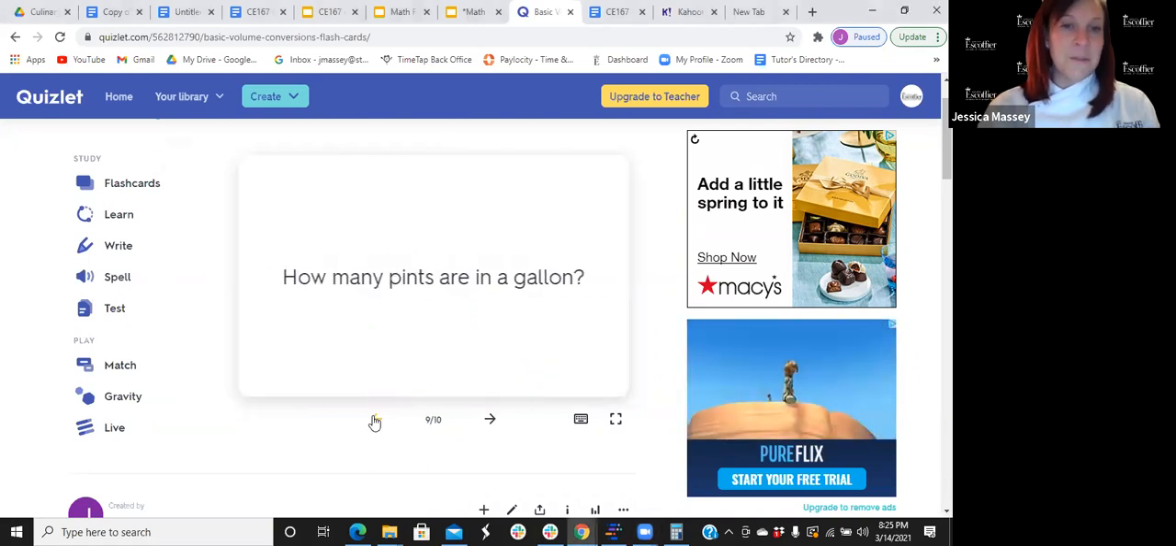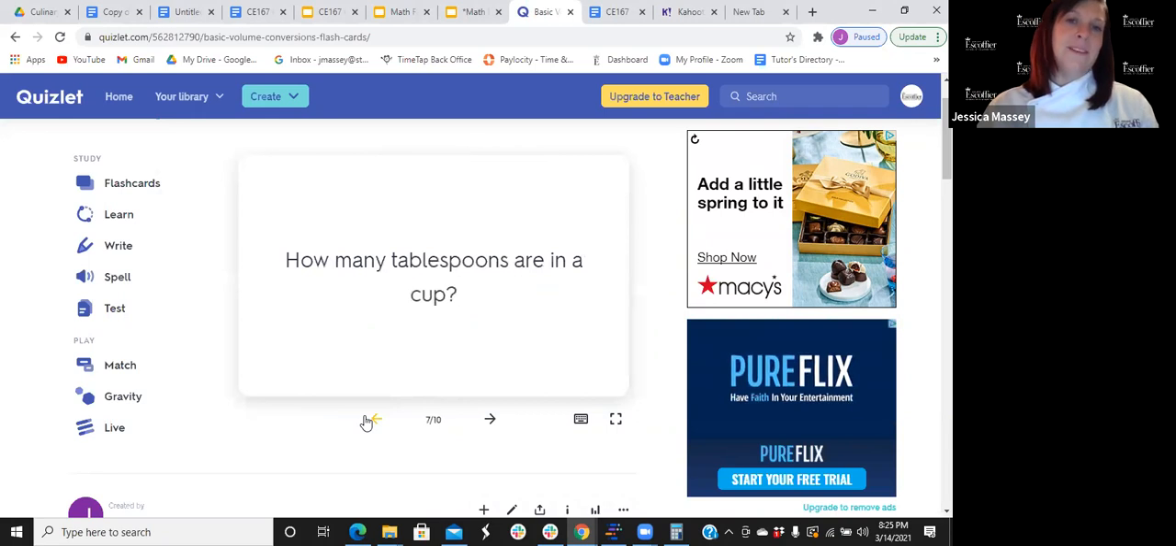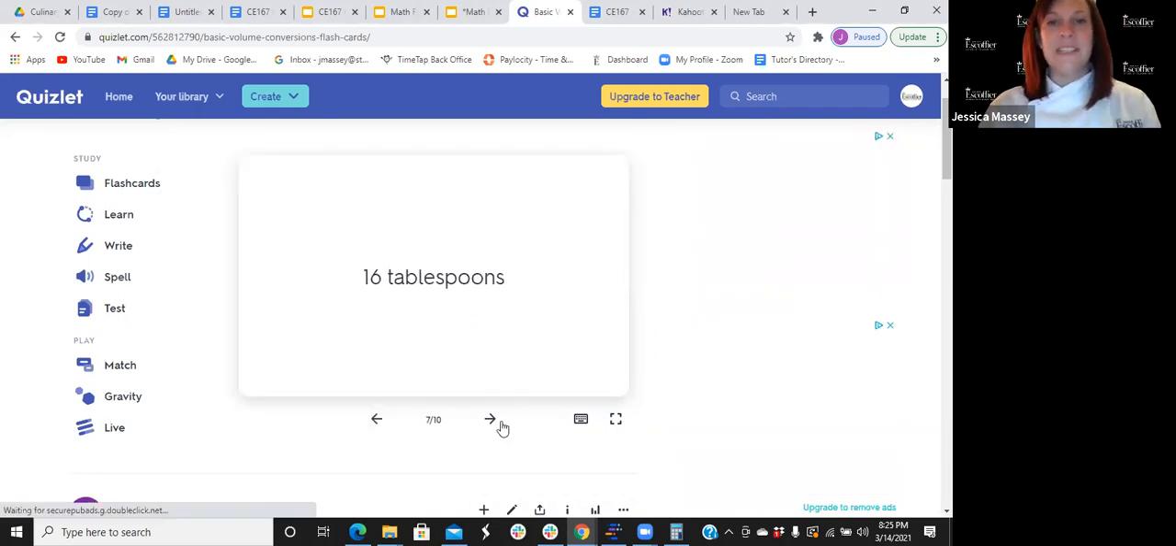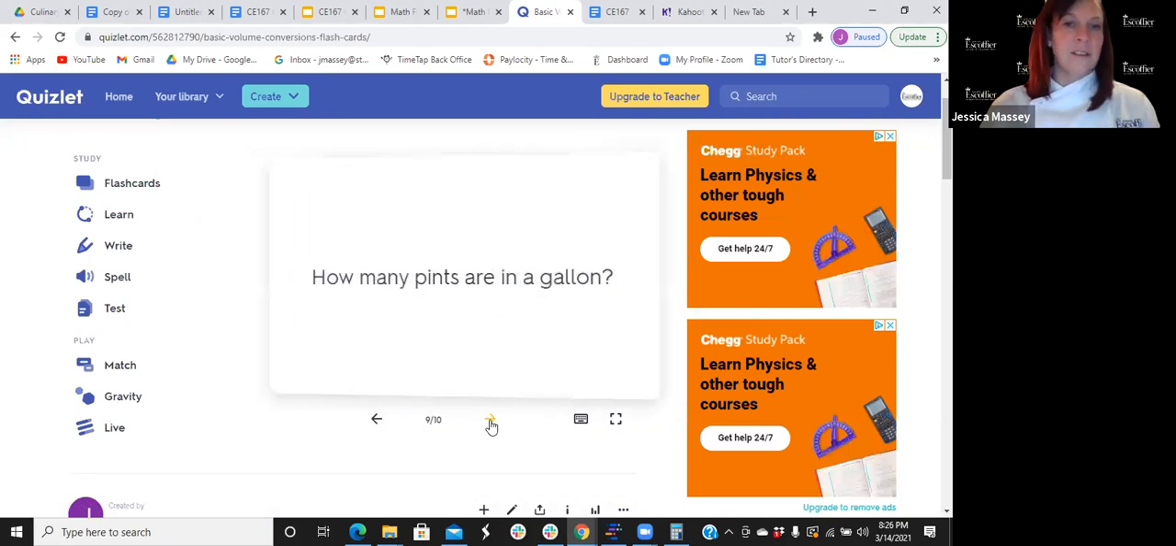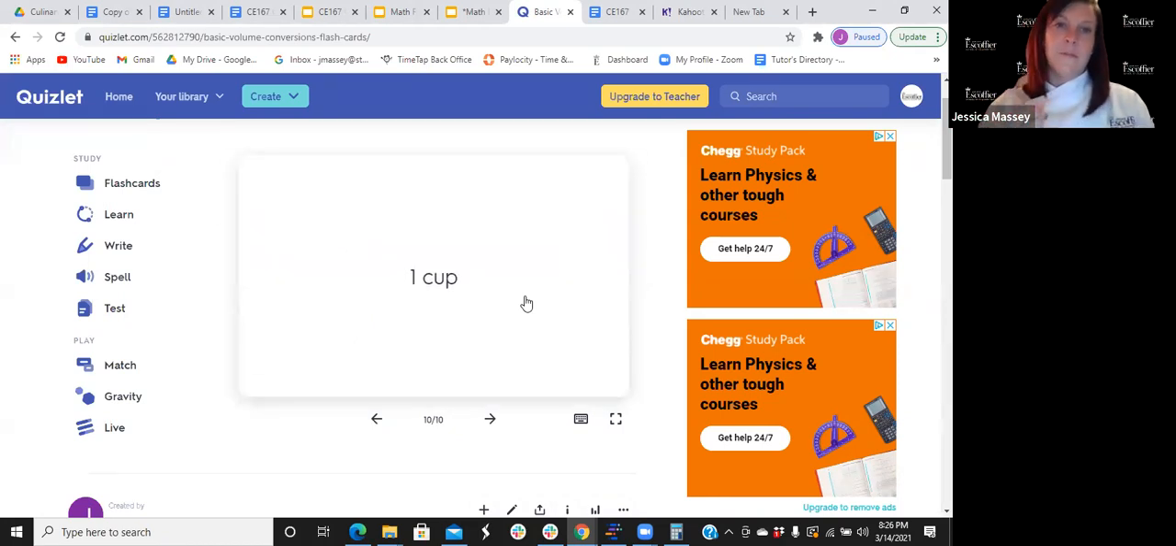So we had this question: how many tablespoons are in a cup? And you all told me 16 because you just knew that. So how many cups are in our 16 tablespoons? It'd be 1. So there's not much math there. But if there was math, you would divide.